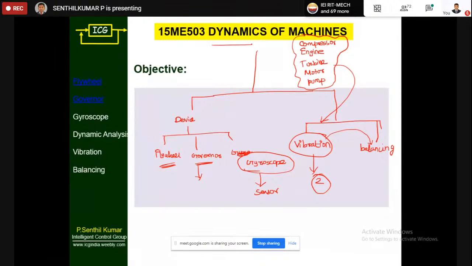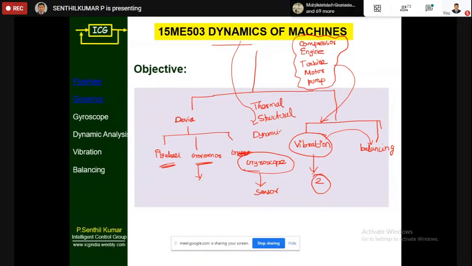Again, in dynamics there are different types of analysis: thermal analysis, structural analysis, electrical analysis, static analysis. Like that, dynamics is one of the analyses. So what do you do in dynamic analysis?